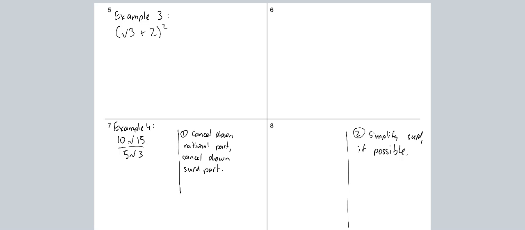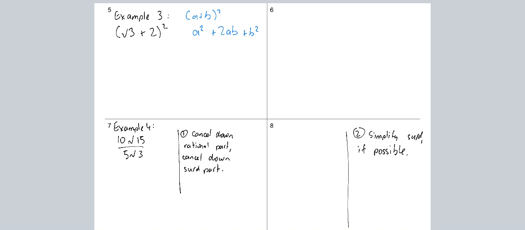Okay, example three, it's another expansion, but this time it's a perfect square expansion. So I'll just remind you of the perfect square expansion. If I have a plus b all squared, I square the first. I double the product, so 2 times a times b, and then I square the second. That's the rule for expanding a perfect square. So we use that exact same logic here, but a in this case is what?